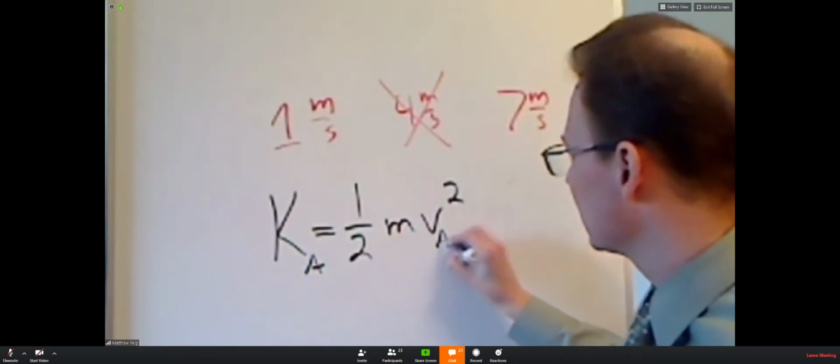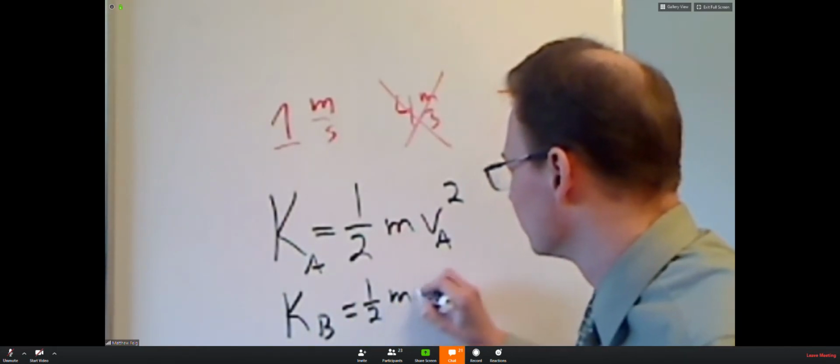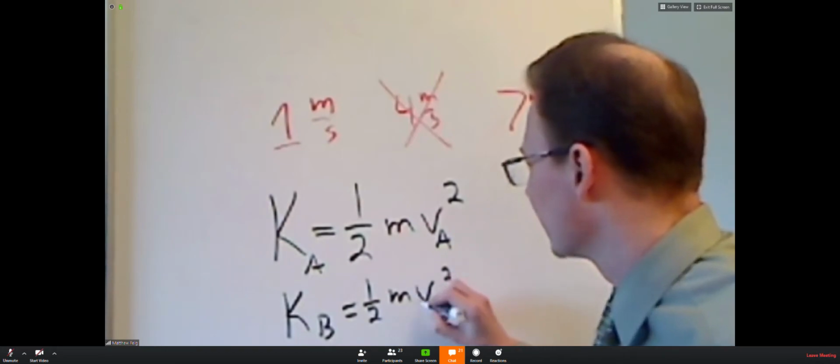You know, Ka, Va, Kb, Vb, and then do another one for C.